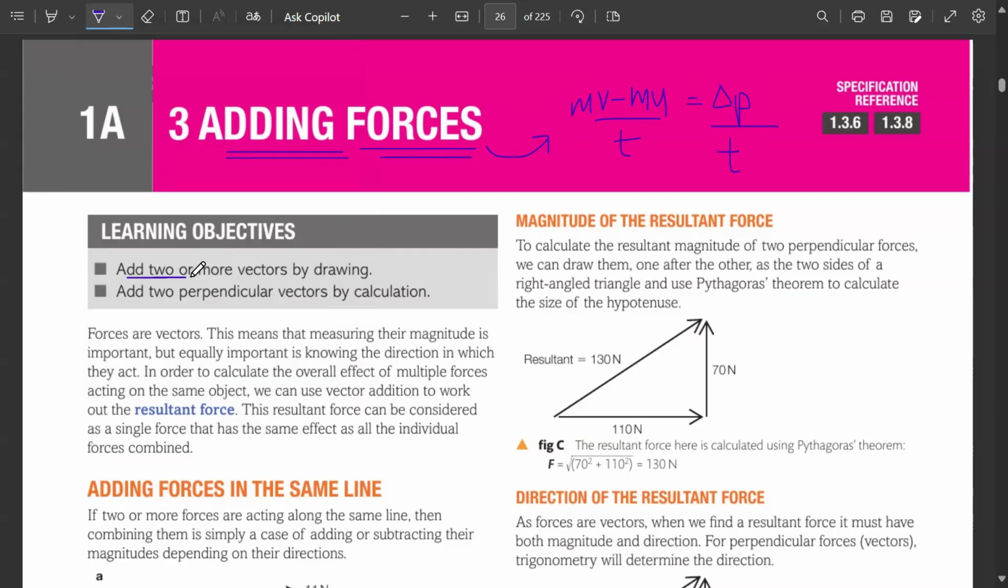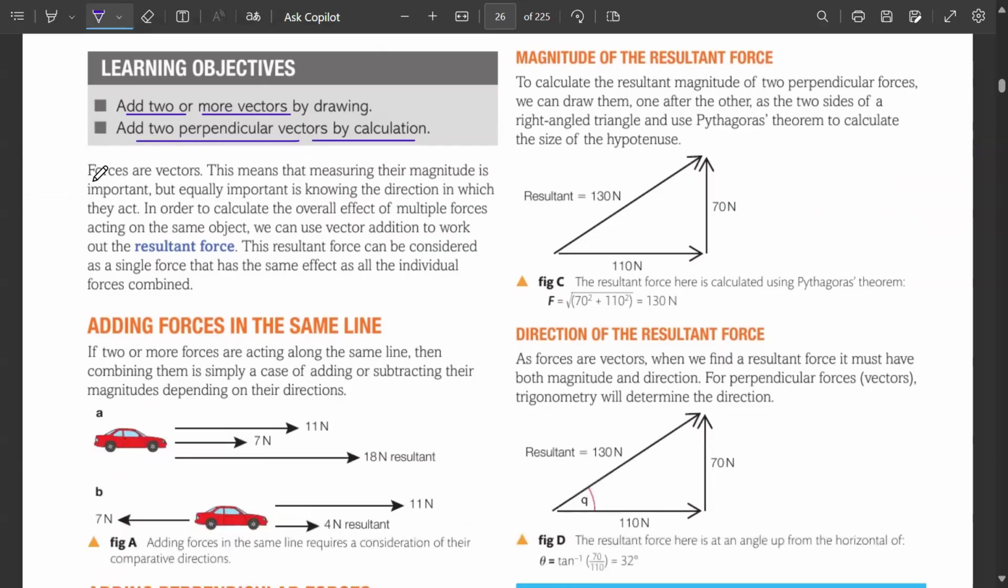So we are going to learn how to add two or more vectors by drawing, and how to add two perpendicular vectors by calculations as well, because we know that forces are vectors, and this means that measuring their magnitude is important, but equally important is knowing the direction in which they act. In order to calculate the overall effect of multiple forces acting on the same object, we can use the vector addition method to find the resultant force, and this resultant force can be considered as a single force that has the same effect as all of the individual forces combined.